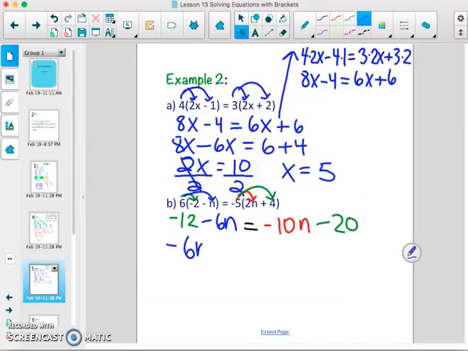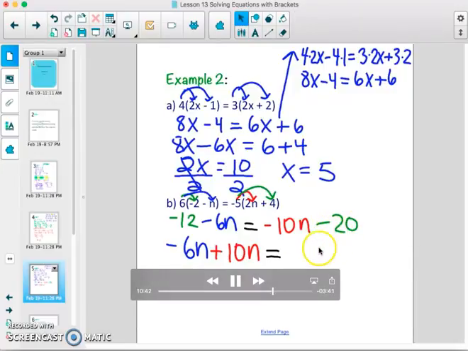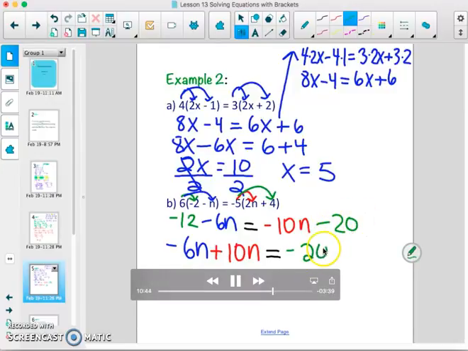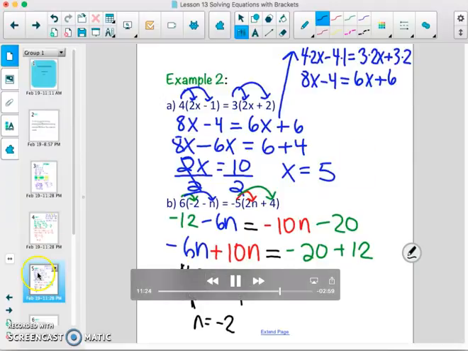We'll collect like terms. So we have the negative 6n. We're moving this over, right? So on the other side, we are keeping this negative 20, and now we're moving the 12 over. We're going to simplify like terms, so 4n is equal to negative 8. Divide both sides by 4, and we get n is equal to negative 2.